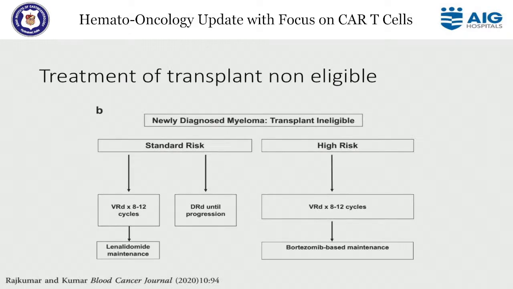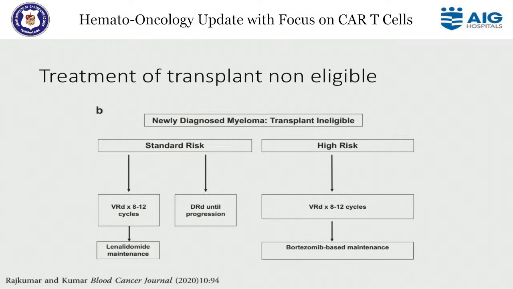Treatment of transplant non-eligible myeloma is also divided into standard risk and high risk. For standard risk transplant non-eligible myelomas, we should plan a chemotherapy, and that is based on the patient's financial state and socioeconomic status. Either it can be a CyBorD regimen or a VRD regimen. It should be given for 8 to 12 cycles followed by lenalidomide maintenance.